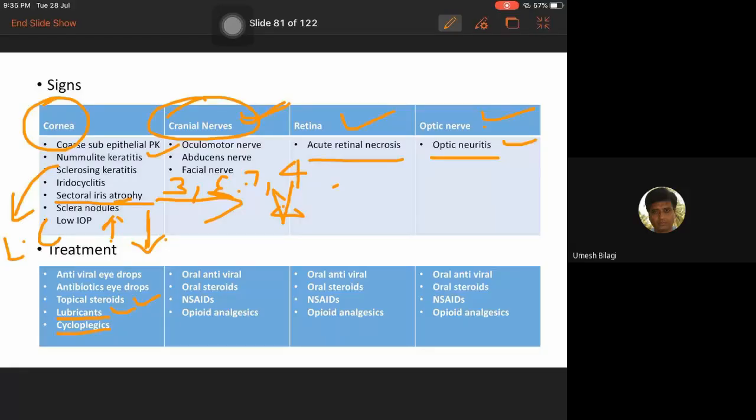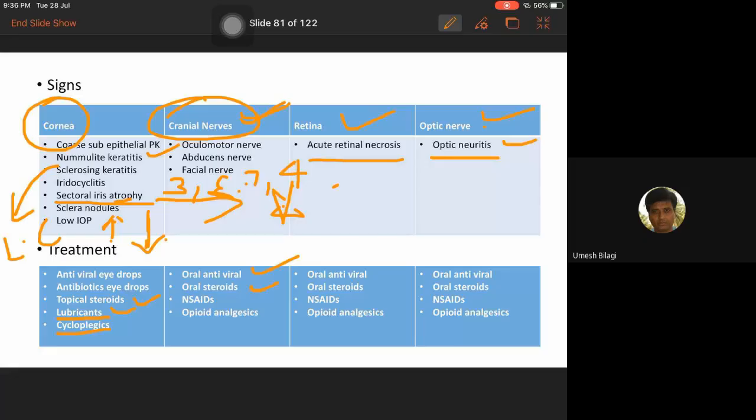Along with the same medication, you need to start the patient on analgesics, right? Because the patient will have a very severe pain. You need to start the patient either on NSAIDs. If it is not subsiding with the simple non-steroidal anti-inflammatories, then you can start the patient on opioid analgesics. Okay. Whenever there is retinal involvement, you again give the same medication.